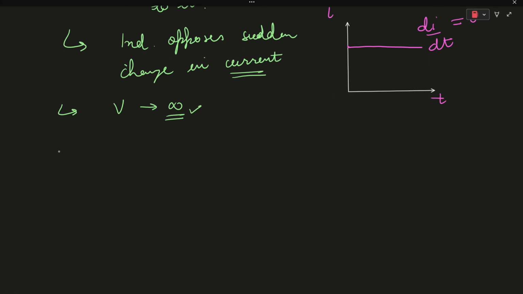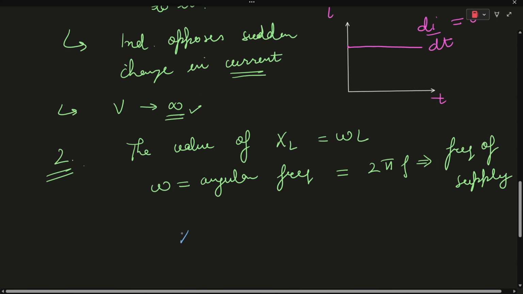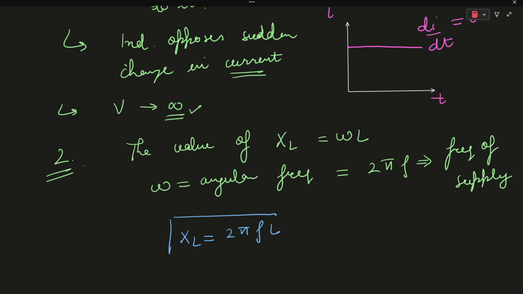The next thing you need to remember is the value of the inductive reactance. The inductive reactance, XL, is given as omega into L, where omega is your angular frequency, which is equal to 2 pi f, where f is the frequency of the supply. So the value of XL will be equal to 2 pi f into L, in ohms.